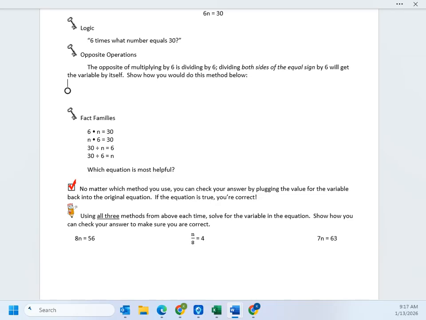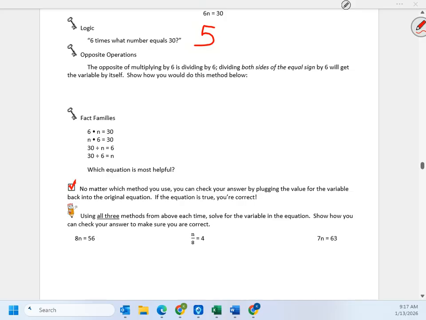6n equals 30, so the question would be 6 times what number equals 30? Right, that's the logical question to ask. 6 times what equals 30? So who could answer that question? 6 times what equals 30? Gigi? 5. Right? Because we know our math facts.